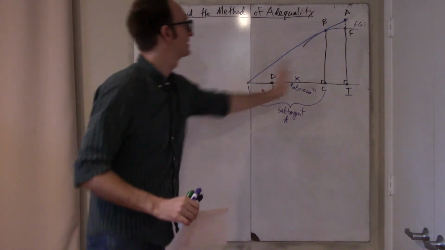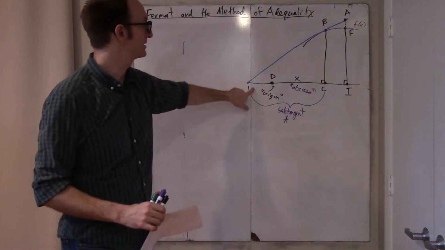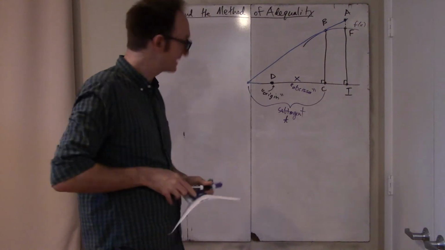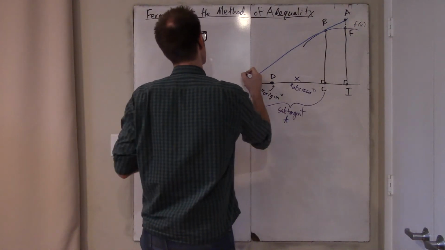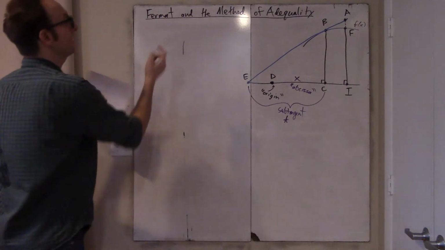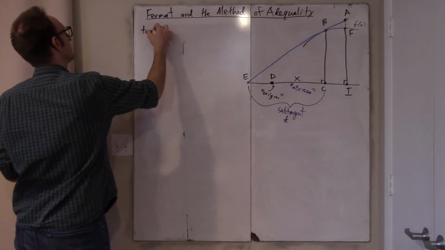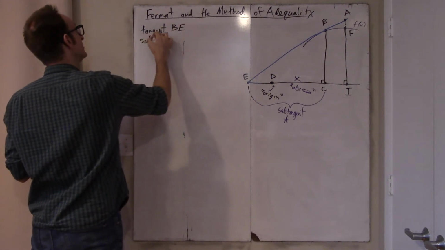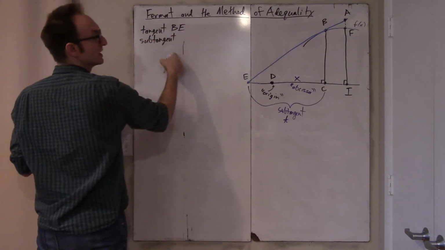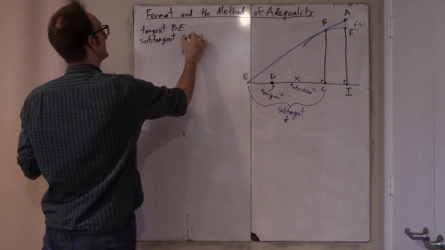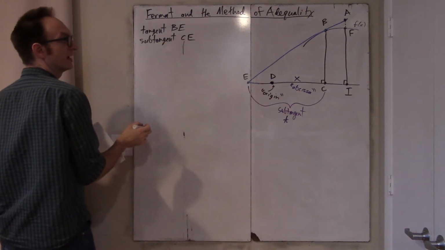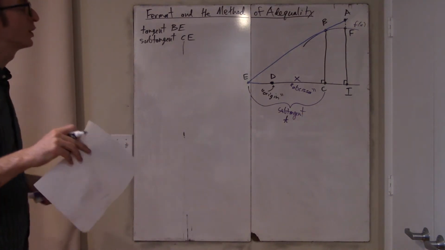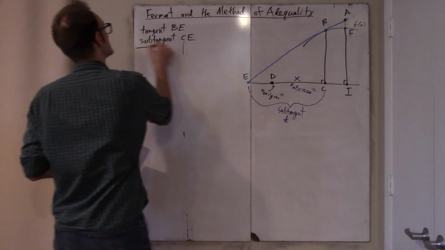D is the origin. The tangent line will intersect the horizontal axis somewhere, and this whole length, perhaps I should give this a name too. This is E. Okay, so maybe I should write this. So we have tangent BE. We have subtangent CE, and then maybe that's just good enough for now. Okay. All right. Question, what can I say about this tangent line in general?